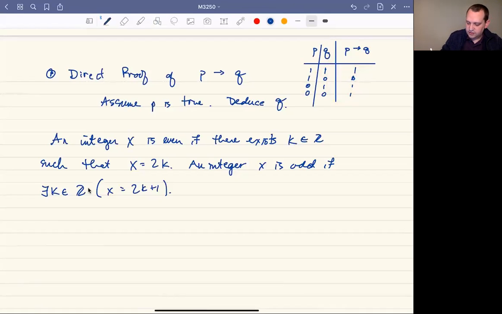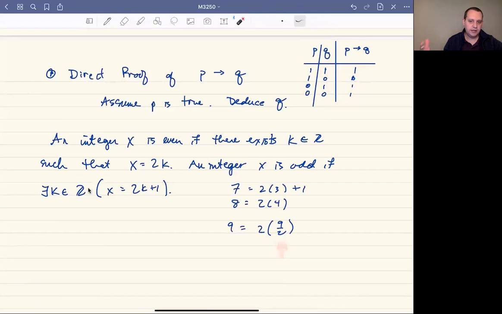So of course, just to do a silly example, 7 is odd because you can write it as 2 times 3 plus 1. 8 is even because you can write it as 2 times 4. 9 you can write as 2 times 9 halves, but that's cheating because we specifically want this value to be an integer. So that kind of idea is out. Otherwise, pi is 2 times pi over 2. Also not useful because pi over 2 is not an integer. So we can't talk about evenness or oddness of non-integers in any meaningful way.